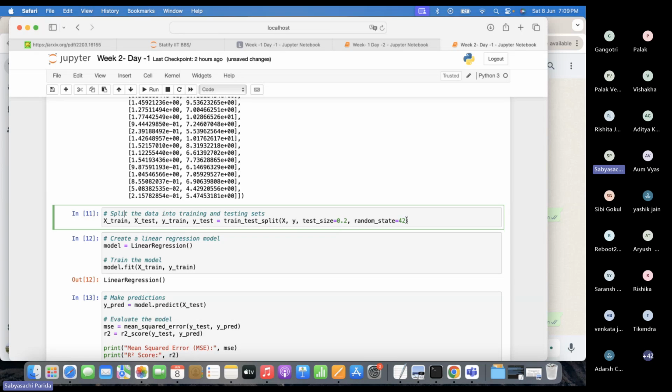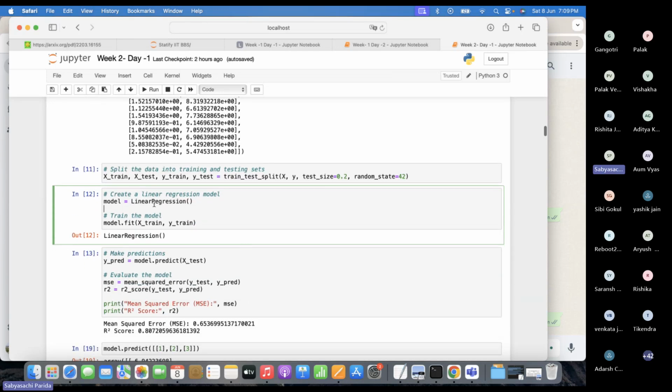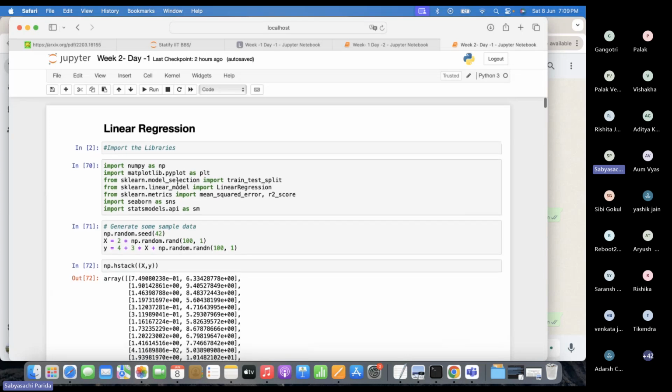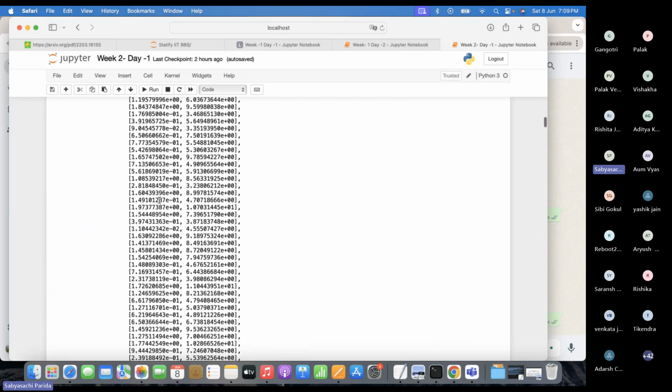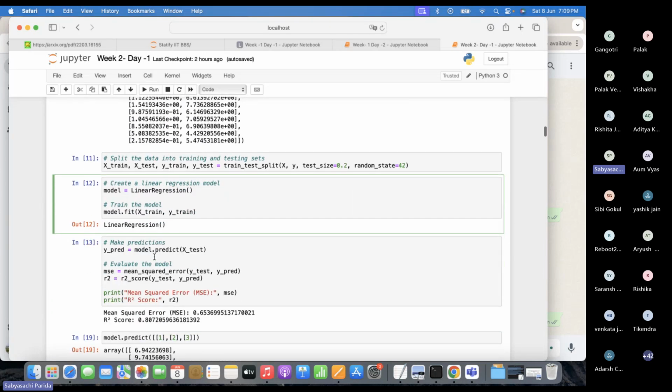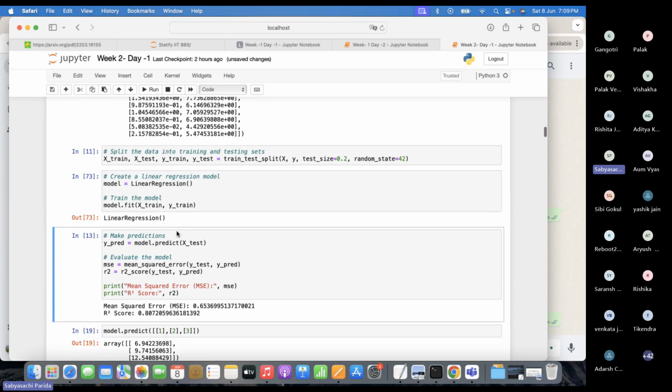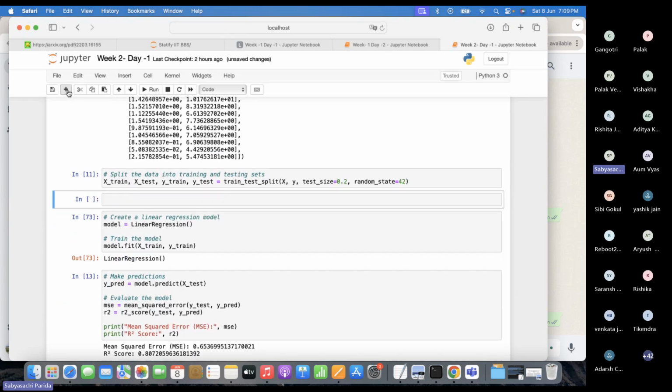So this random state is 42. You can take this as any number. Whenever I'm doing any kind of repeated exercise, because I'm doing a random split of the data, this needs to be equal every time. And from scikit-learn, I have already imported linear regression. So the model is linear regression. And then I'm going to do model.fit on X train and y train.